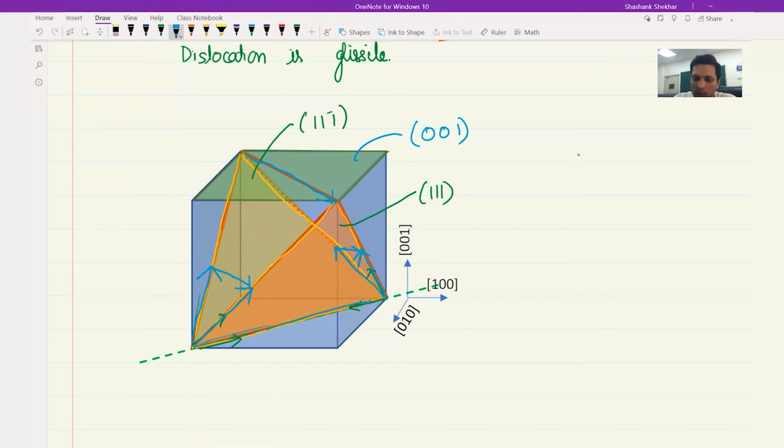Now this is only for 111 and 11 bar 1. You can go ahead and do the maths for other sets of planes, 111 and the other one, whatever the family of this. So there are 4 families. You can take pairs of any of these and you will still get the same thing. You will be able to get a lock. So this lock is not very uncommon. It can be commonly found in the FCC type of system.